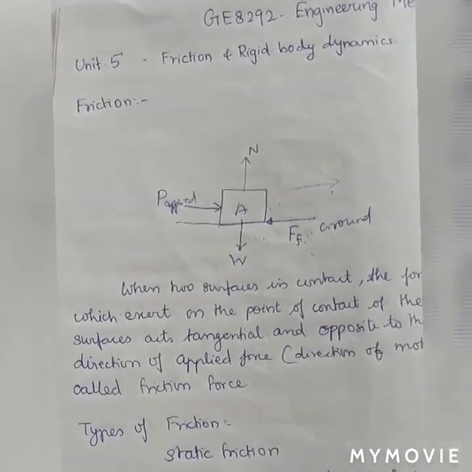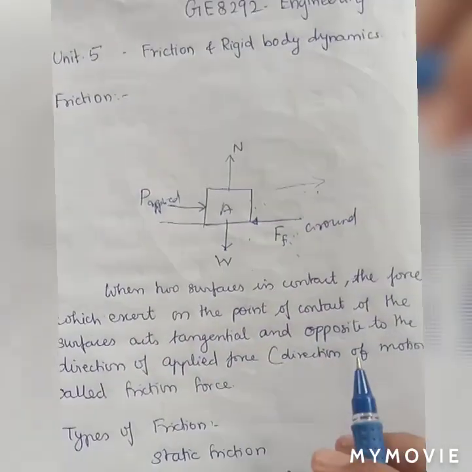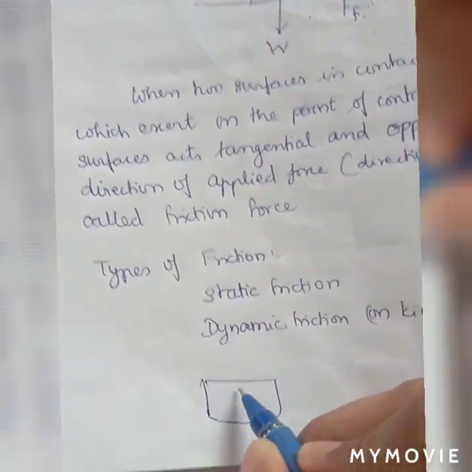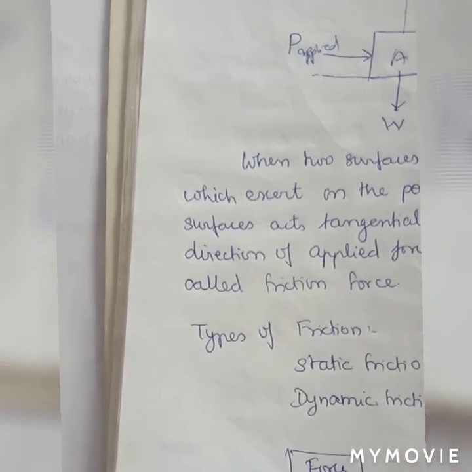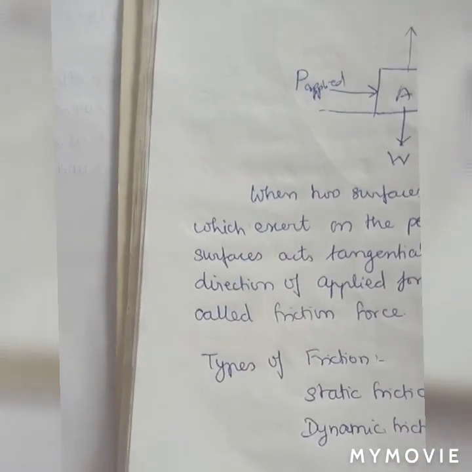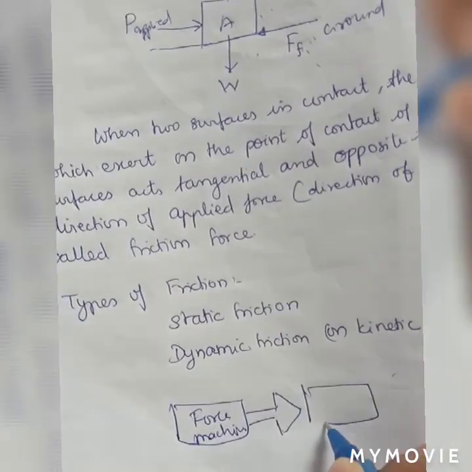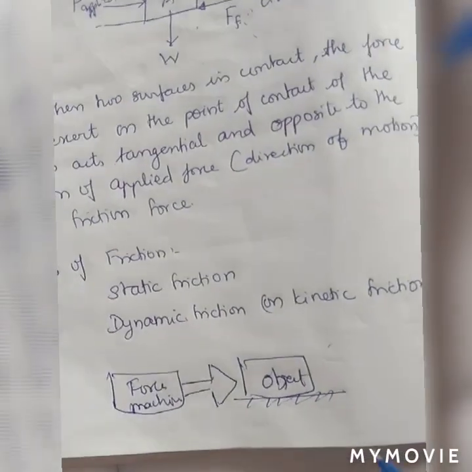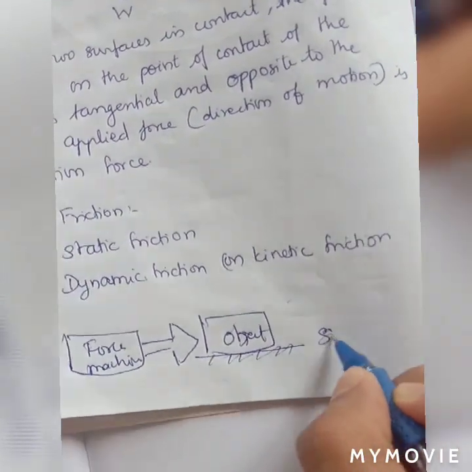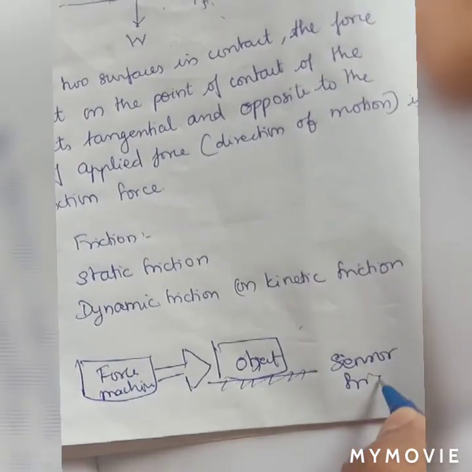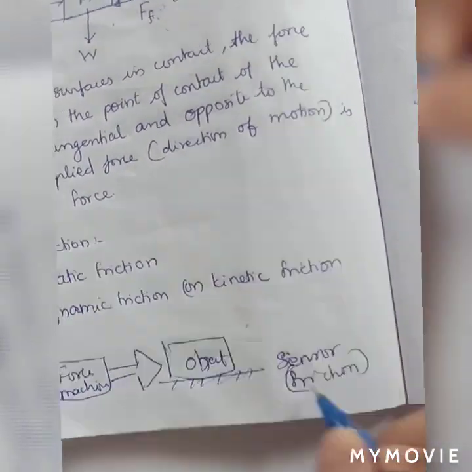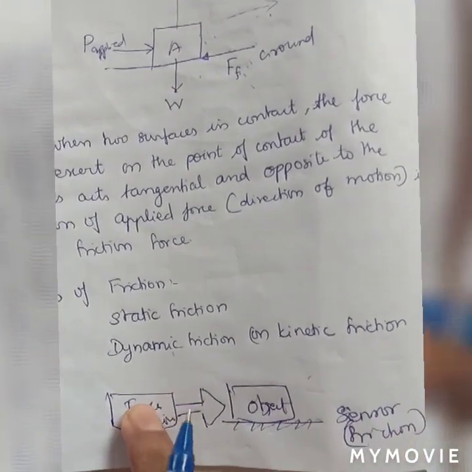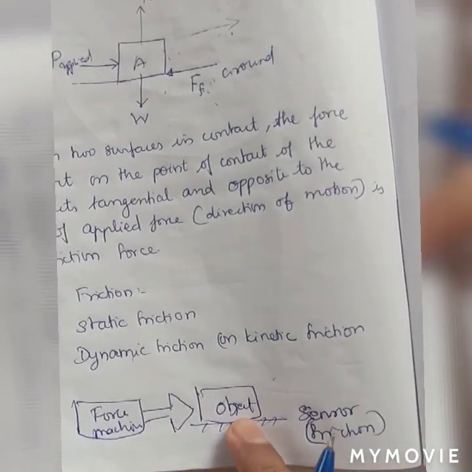So let me discuss it in detail with an experimental setup. Let us have a machine called a force machine. We are going to apply a force using this machine to an object. The object is placed on a surface. This surface is connected to a sensor called a frictional sensor to measure friction, right?